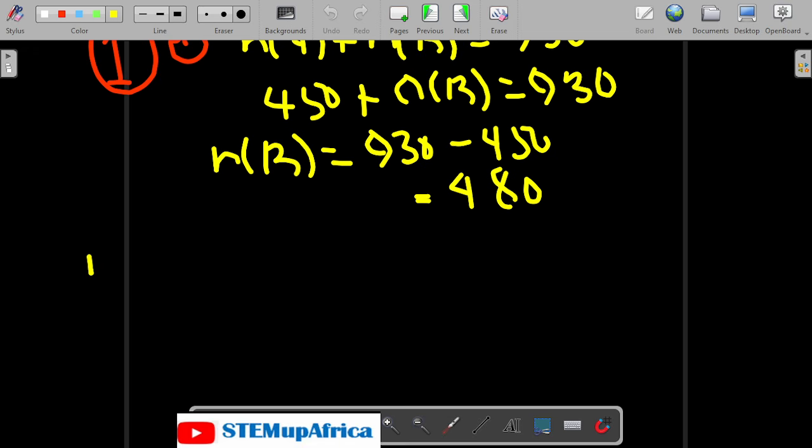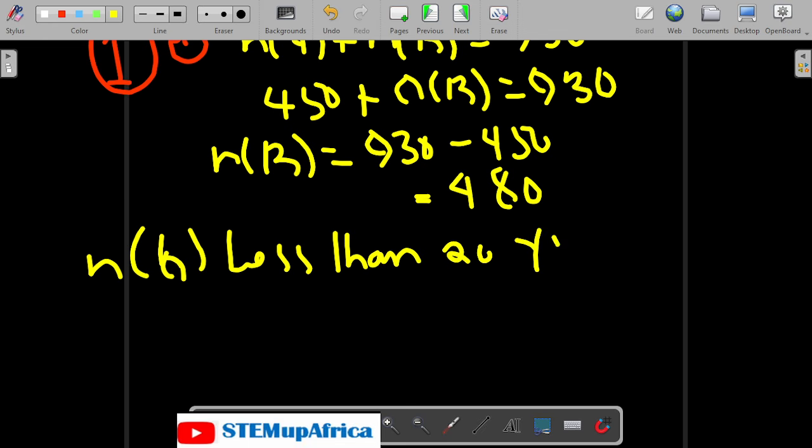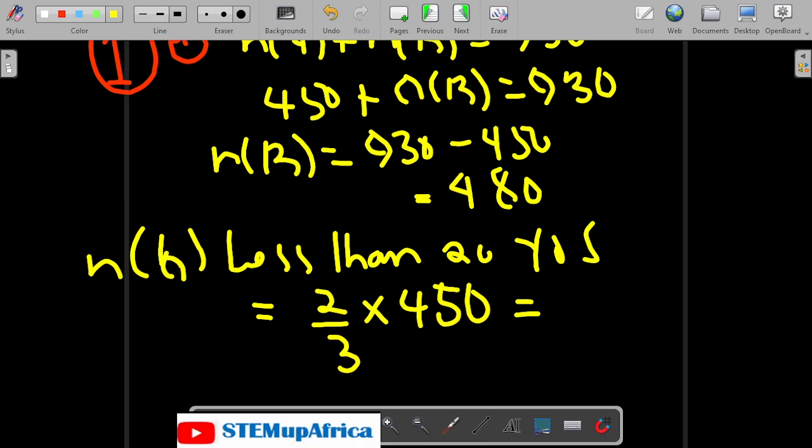Then we are told 2 over 3 of the girls are less than 20 years. So numbers of girls less than 20 years is now 2 over 3 times 450. Which is 900 divided by 3, is 300 girls are less than 20 years old.